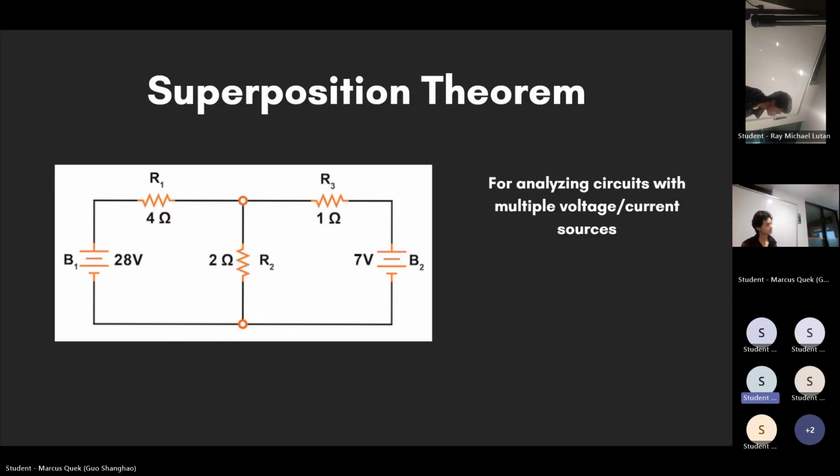And then you do the same for battery 2 while replacing battery 1 with a short circuit. So once you get all the voltages across each resistor, you can add them up together. So that's what superposition essentially says. You can add up the voltages together when you analyze each voltage source independently.